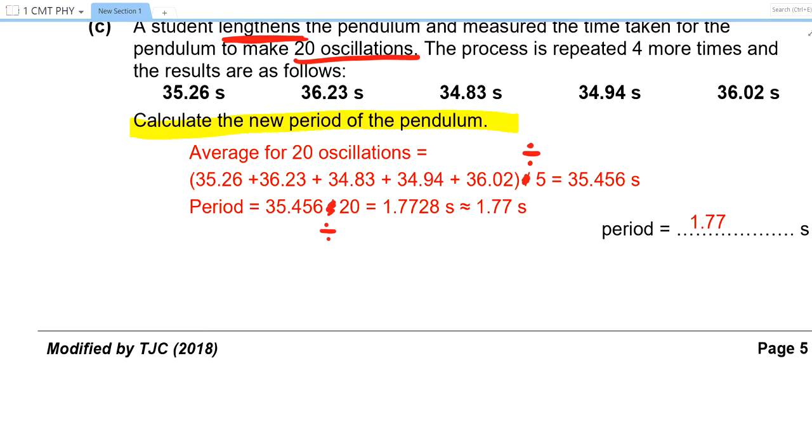So all that we needed to do was to find the average. We did the experiment total 5 times. We repeat 4 times means total you did it 5 times. Okay, so out of all these 5 answers, we add them all up, we find the average. And we see that it is actually equal to 34.456 seconds. Next, these are the times for 20 oscillations. I only wanted 1. So I divide it by 20 to get 1.77 seconds.